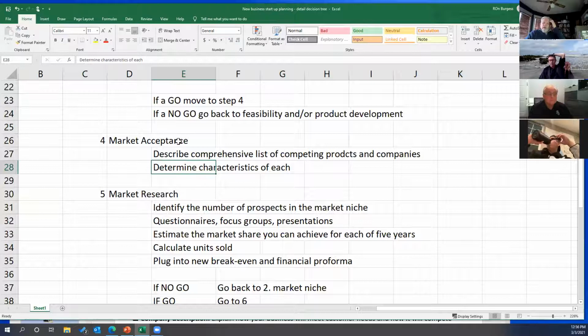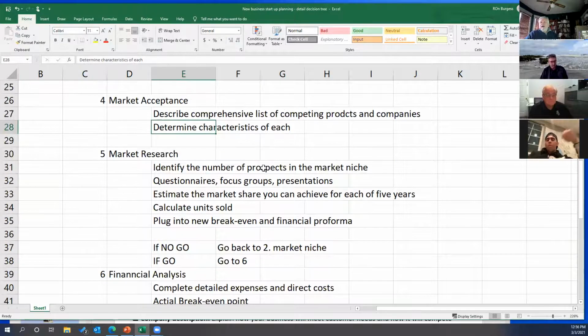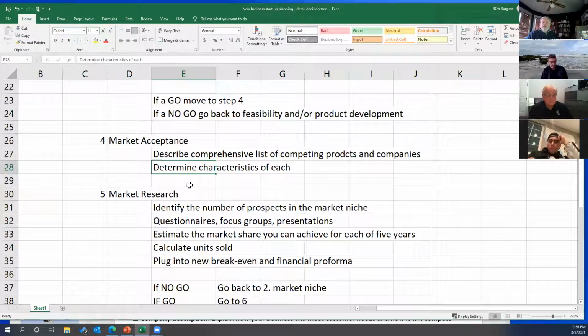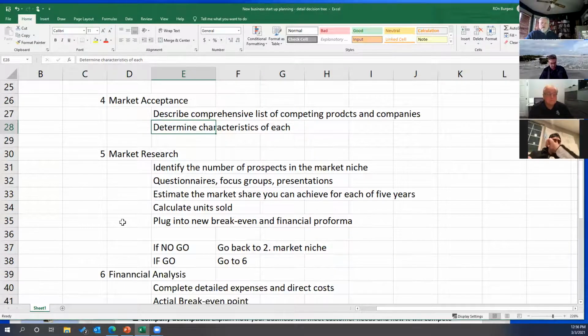Then when we get through the market acceptance and you realize that, okay, it looks as though we're going to have a good shot at this, we want to do some research to verify that our assumptions are true. And in a way, 4 and 5 can kind of go together. But you want to actually get down here to the number of prospects that are in your niche. Now, that used to be a very difficult thing to do, and was impossible for small business to do, because market reports didn't get down to very small niches.